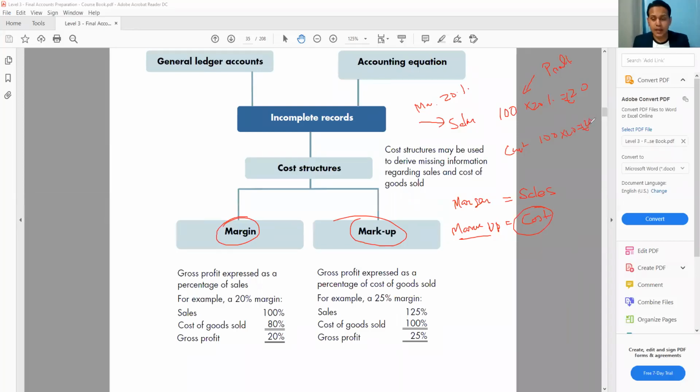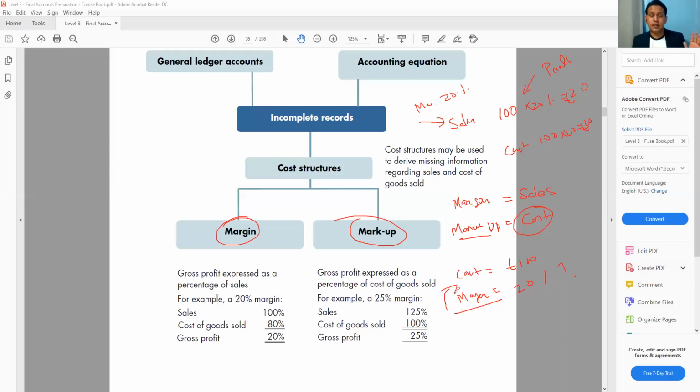So the problem will happen when in the exam they will give you cost 100, but they will not give you the markup, they'll give you margin. So there's a margin of 20%. How much will be the profit here? We cannot multiply here because it is a margin. Margin cannot be calculated on cost because margin is linked to sales and the markup is linked to cost. So we have to change it. This is the challenge here.